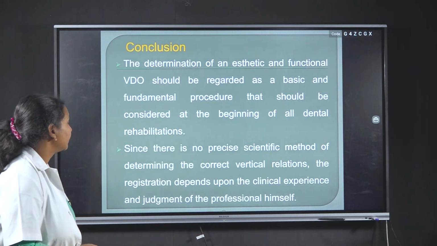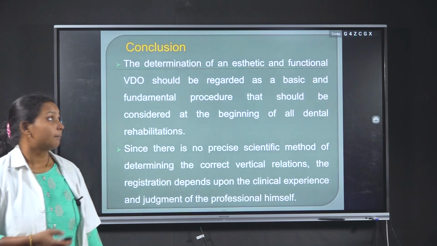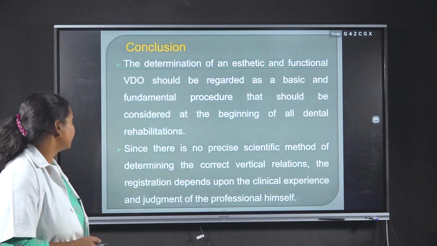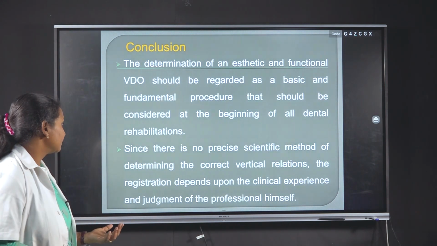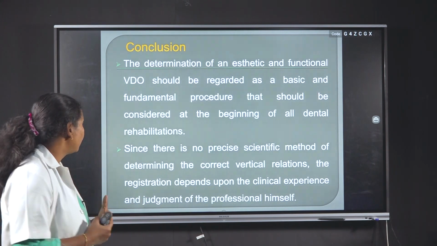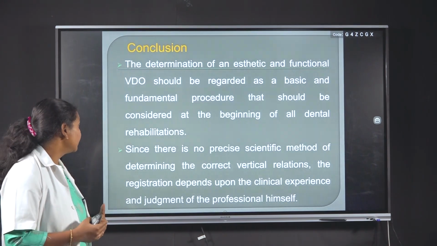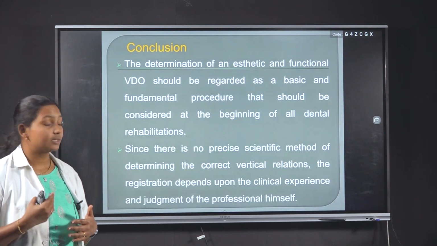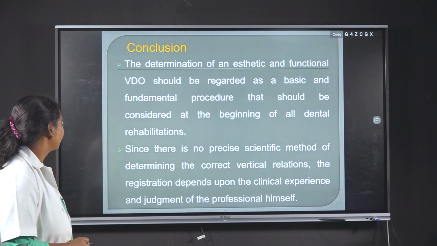So, conclusion: the determination of an aesthetic and functional VDO should be regarded as a basic and fundamental procedure that should be considered at the beginning of all dental rehabilitations. Since there is no precise scientific method of determining the correct vertical relation, the registration depends upon the clinical experience and judgment of the professional himself.